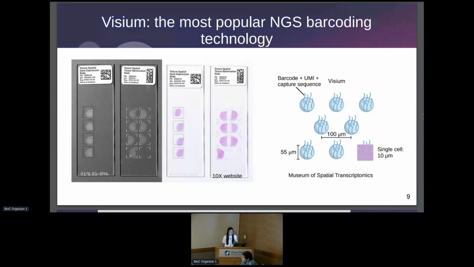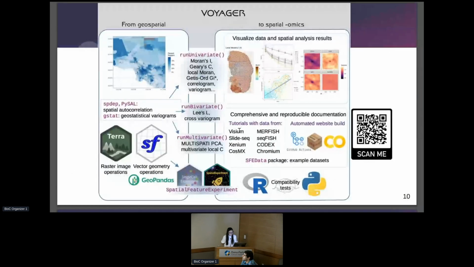So here is a schematic of the Voyager project. To start, Voyager is based on the new S4 class called SpatialFeatureExperiment, which extends SingleCellExperiment and SpatialExperiment already on Bioconductor, with existing tools in the geospatial field, such as sf for the vector geometries and terra for the raster images. Right now, both Voyager and SpatialFeatureExperiment are already on Bioconductor, available in Bioconductor 3.16 and higher.